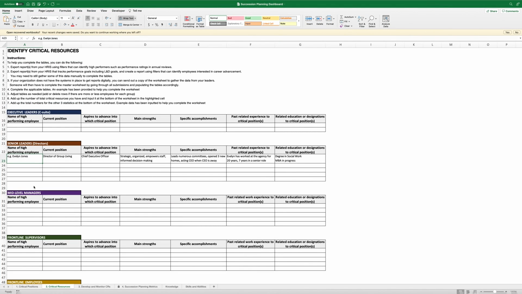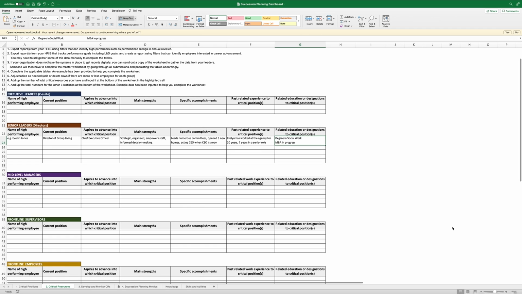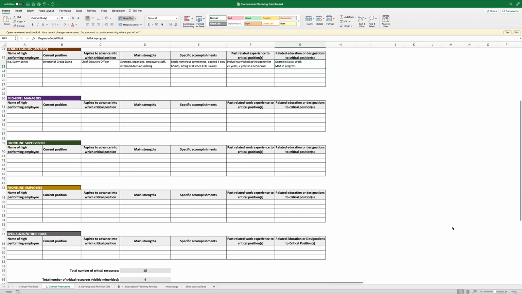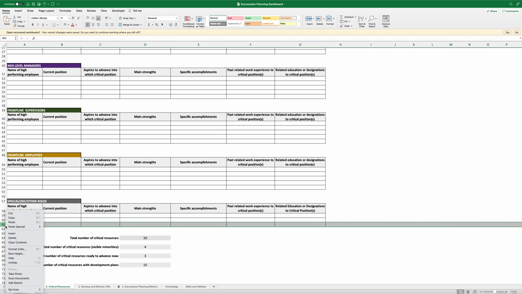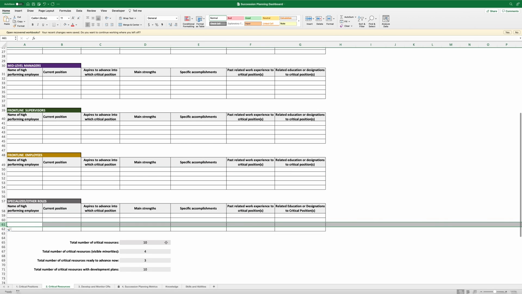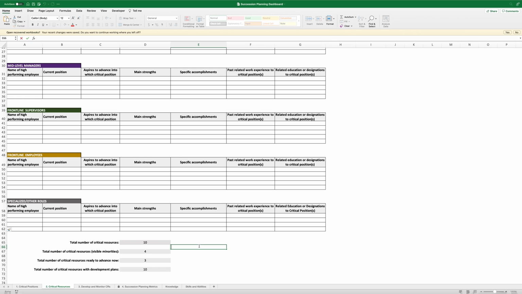Evelyn Jones is currently the Director of Group Living. She aspires to becoming the Chief Executive Officer. Her main strengths have been included, as well as some key accomplishments. Her past related experience and education related to the critical position has also been included. You should do this for all high-performing, high-potential employees at the various levels. Adjust tables as needed by adding and deleting rows if there are more or less employees for each group.